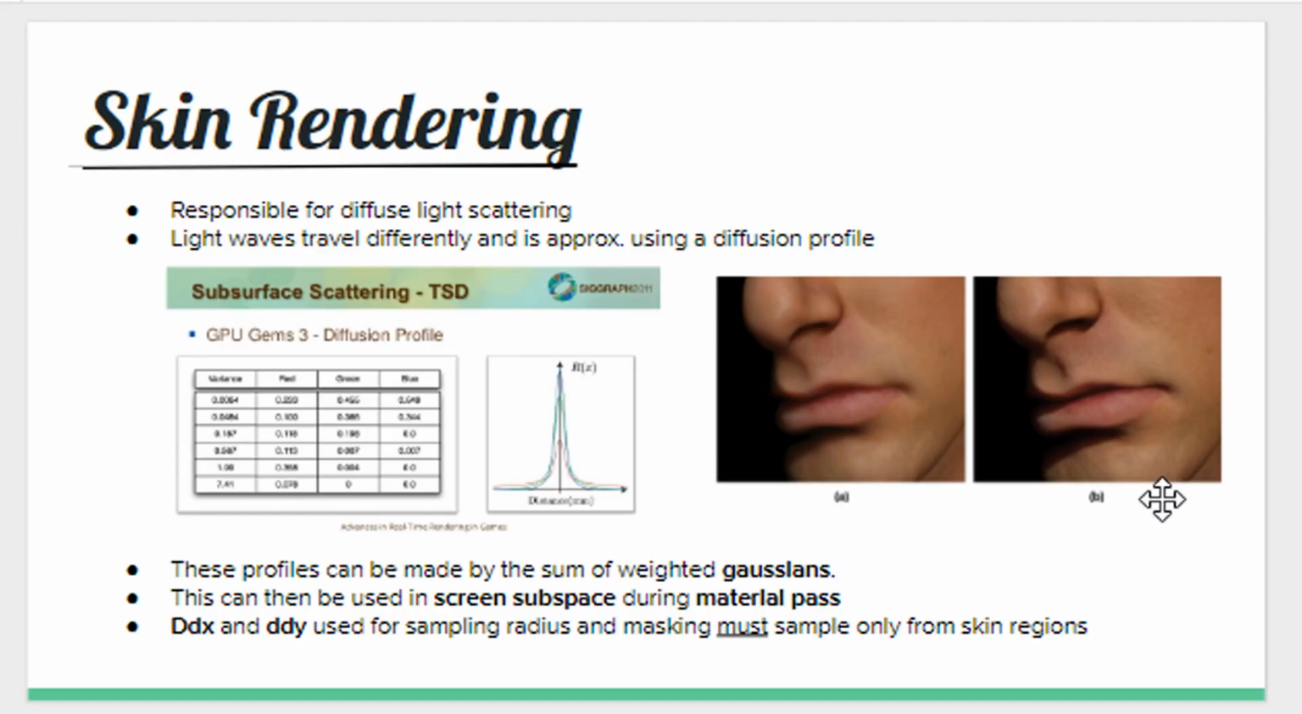So the DDX and the DDY for our sampling radius and masking must only be applied to our skin region because, again, this could warp. But otherwise, it follows this profile in order to understand the specific weights of where exactly light is being diffused onto the face. So having that sharper shadow or having a sharper look. And that's how we would get better advanced skin rendering with deferred lighting or deferred architecture applied to our project.